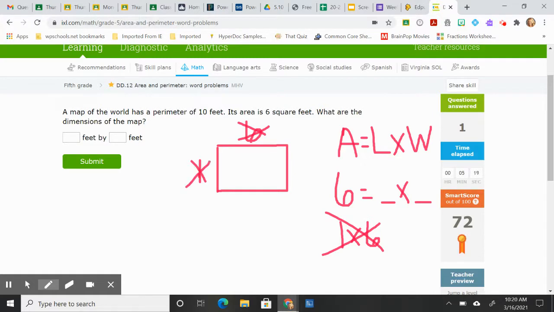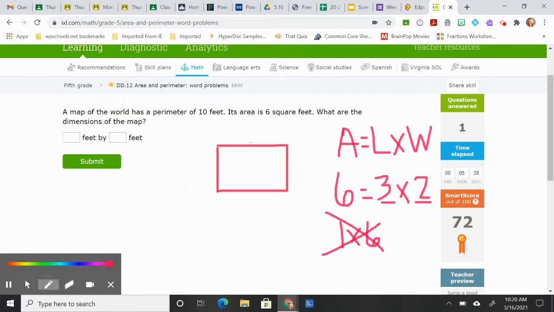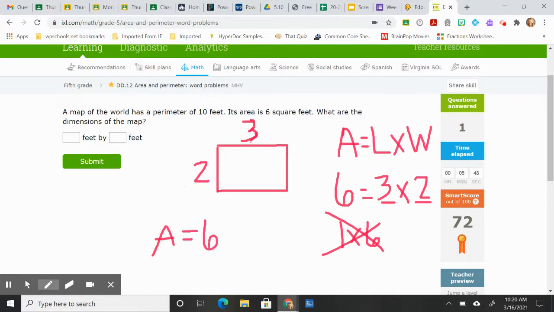How else can I make 6 if I multiply a length and a width? 3 times 2. So I could say 3 times 2. So that means my dimensions would be 3 feet by 2 feet. This stylus is not the best. 3 feet by 2 feet. That gives us an area of 6. Okay, so that works. All right.